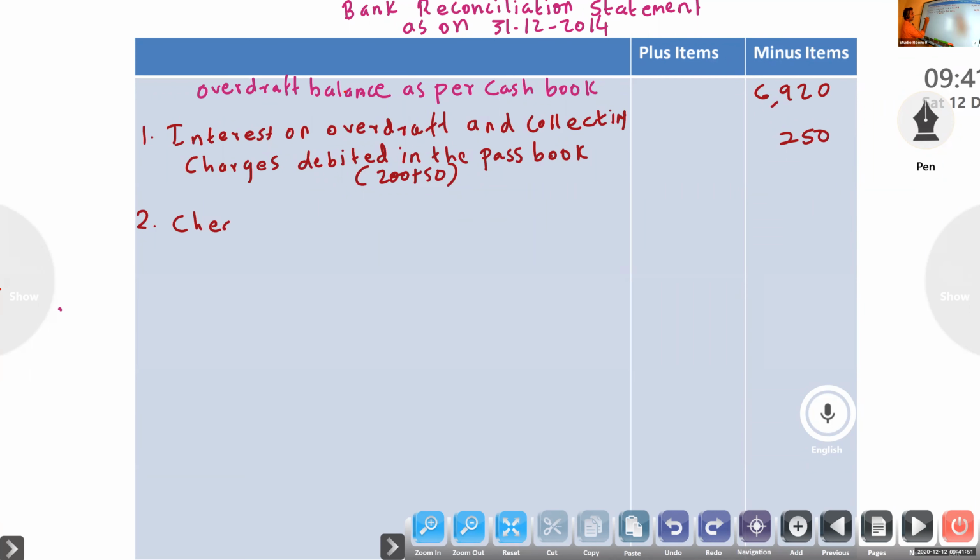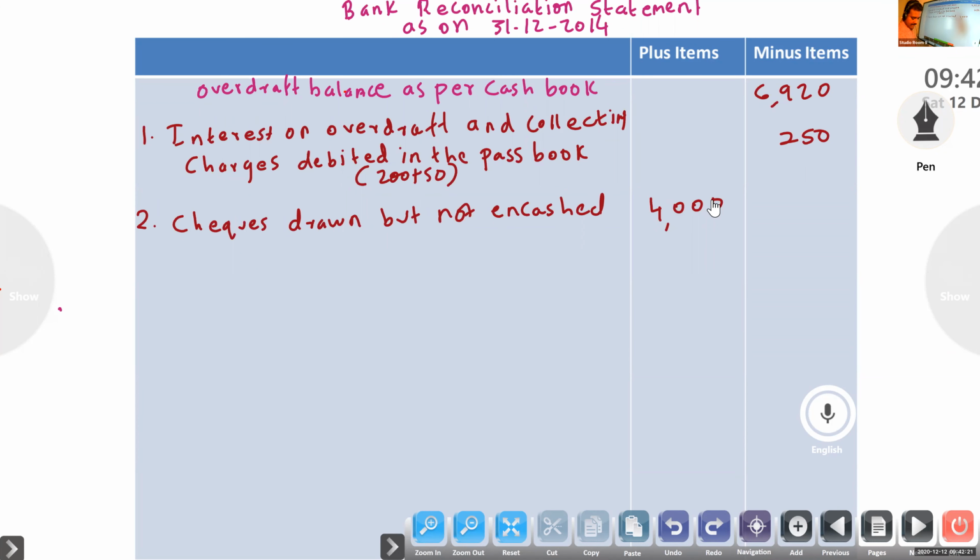Checks drawn means checks issued. Checks drawn but not encashed. Otherwise, checks issued but not presented for payment. Annette, plus or minus? Plus. Okay.